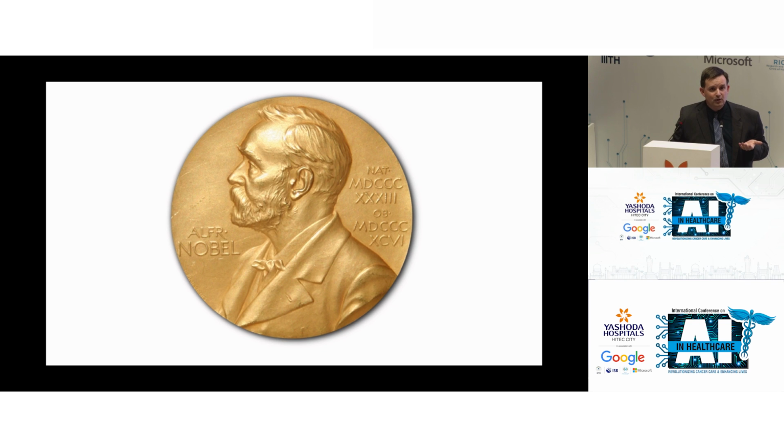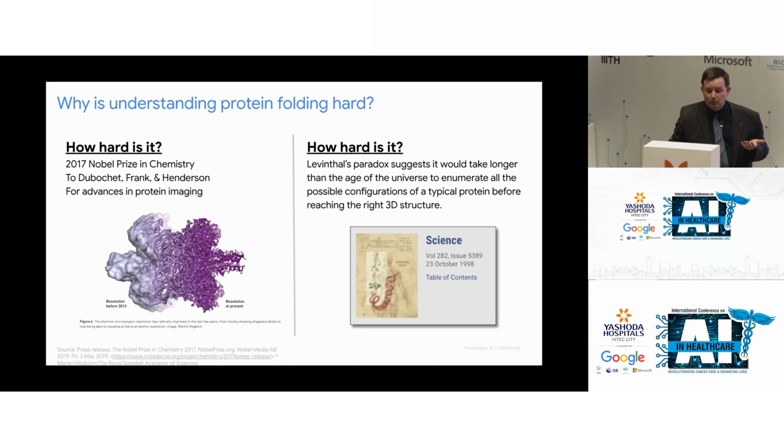This is a picture of a Nobel Prize. Two of my coworkers last year received a Nobel Prize for work in artificial intelligence in health for solving a problem of how proteins fold up. Why do we care how proteins fold up? Well, a protein is determined by a set of amino acids, and if it folds up one way, it causes cancer, and if it folds up another way, it may cure cancer. It's a very difficult problem.